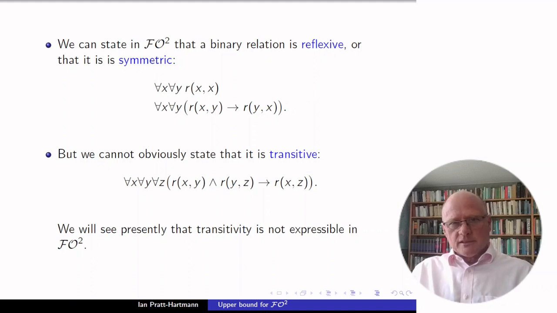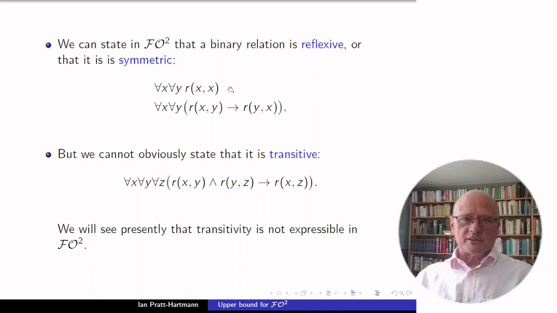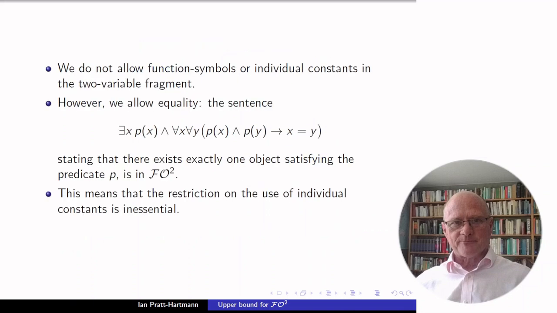We can state in FO2 that a binary relation is reflexive or that it's symmetric. Here is the statement that R is reflexive, and here is a statement that R is symmetric. Clearly these only involve two variables. However, we can't obviously state that a binary relation is transitive. Here's the standard way of stating a relation is transitive. You take any x, y, and z. If Rxy and Ryz, then Rxz. But that, of course, involves three variables, so that formula is not in the two-variable fragment. And we'll show at the end of this lecture that, in fact, it is not possible to express transitivity in the two-variable fragment. However clever you are, it just can't be done.